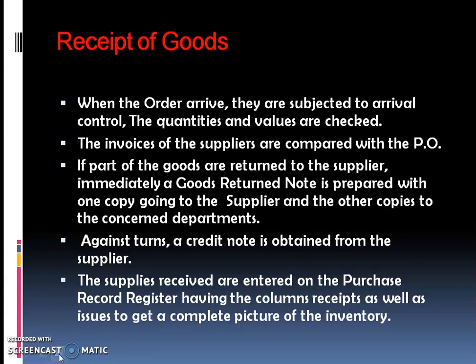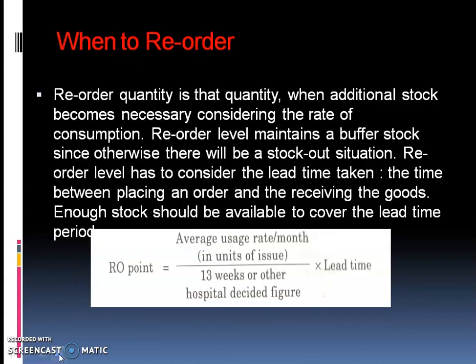The supplies received are entered on the purchase record register having the column receipt as well as issue to get a complete picture of inventory. Then, when to reorder? Reorder quantity is that quantity when additional stock becomes necessary considering rate of consumption. Reorder level maintains the buffer stock since otherwise there will be a stock out situation.